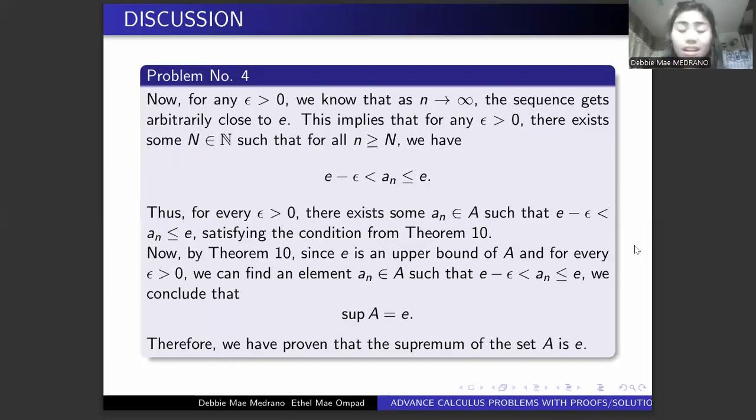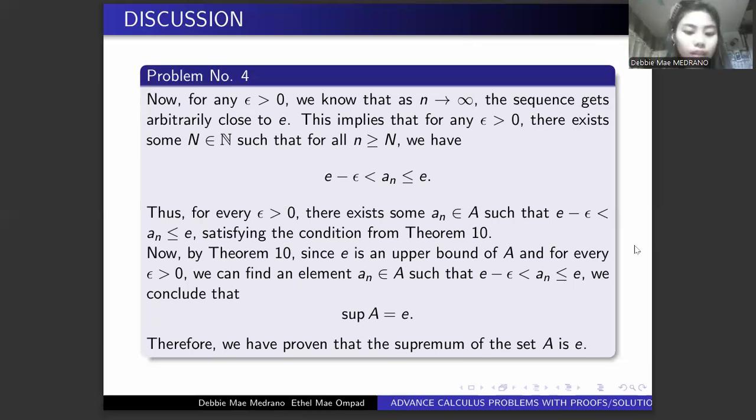Now, for any epsilon greater than 0, we know that as n approaches infinity, the sequence gets arbitrarily close to E. This implies that for any epsilon greater than 0, there exists some big N, an element of the natural numbers, such that for all small n greater than or equal to big N, we have E minus epsilon is less than A sub n, which is also less than E. So for every epsilon greater than 0, there exists some A sub n, an element of A, such that E minus epsilon is less than A sub n, which is less than or equal to E, satisfying the condition for theorem 10.